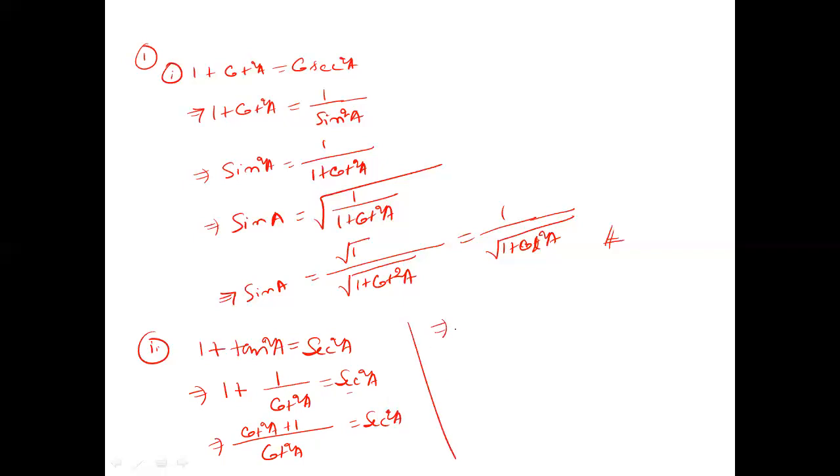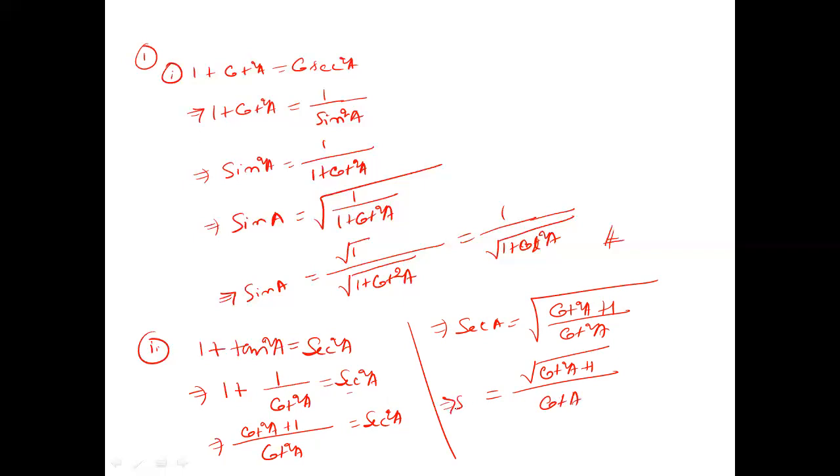Now see, if you write down sec a here, it will be root over cot square a plus 1 by cot square a. Now if you break it, it will be root over cot square a plus 1 by cot a, yes or no? So we have expressed sec a in terms of cot a. We have expressed sin a in terms of cot a as 1 by root over 1 plus cot square a, and sec a is root over cot square a plus 1 by cot a. This is your second.